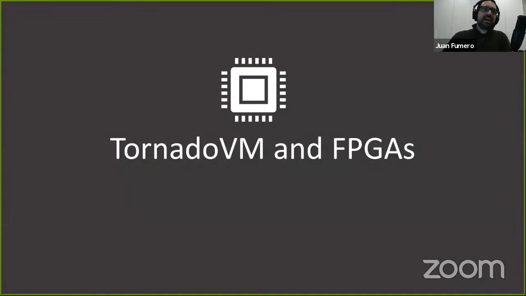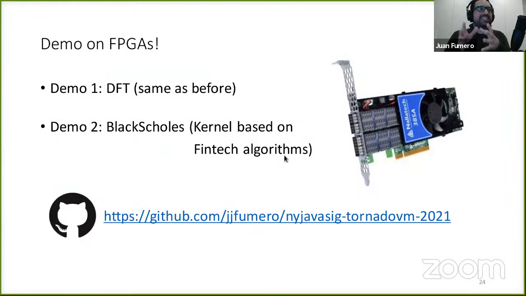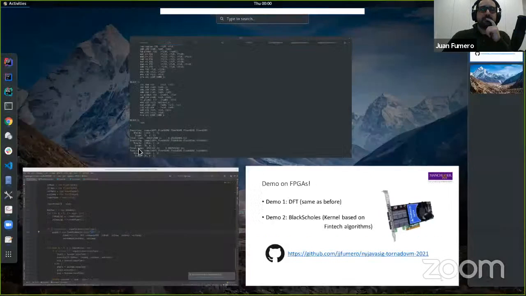In fact, I have some demos missing. We can also use the FPGA. So to do that, I'm going to show you two demos, exactly the same application, DFT, but running on the FPGA. And I'm going to show you also another application, Black-Scholes, just to tell you that Tornado can target many domains. So DFT, let's say, is in the physics domain or digital signal processing domain. Black-Scholes is in the fintech domain, let's say. All this code is available online, by the way.